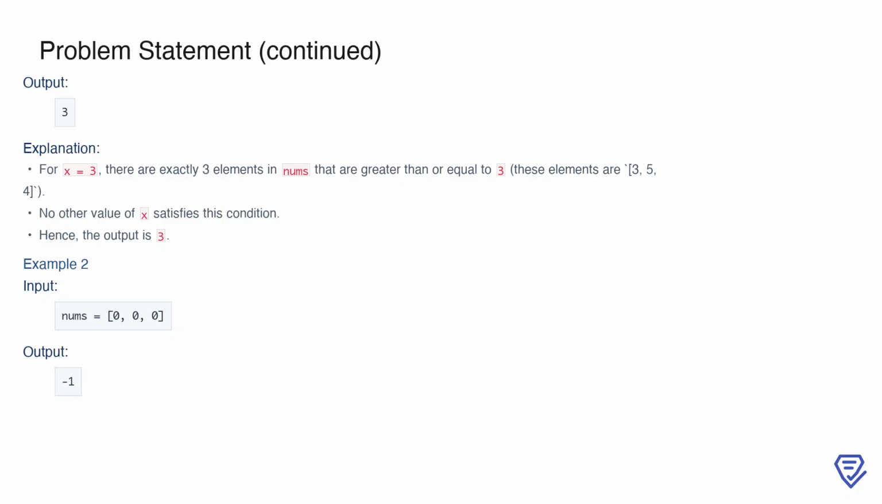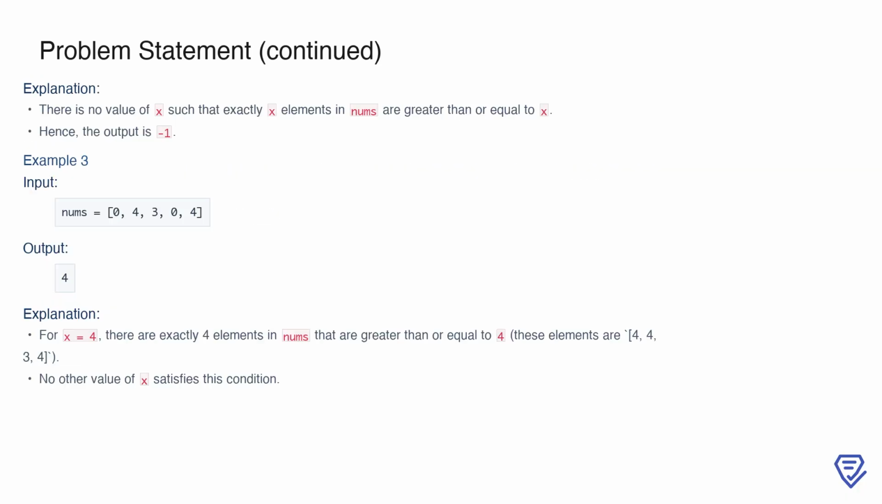In another example, if the input array is 0, 0, 0, the output is -1. Here, there is no value of x such that exactly x elements in the array are greater than or equal to x. This demonstrates that not all arrays will have a valid solution.